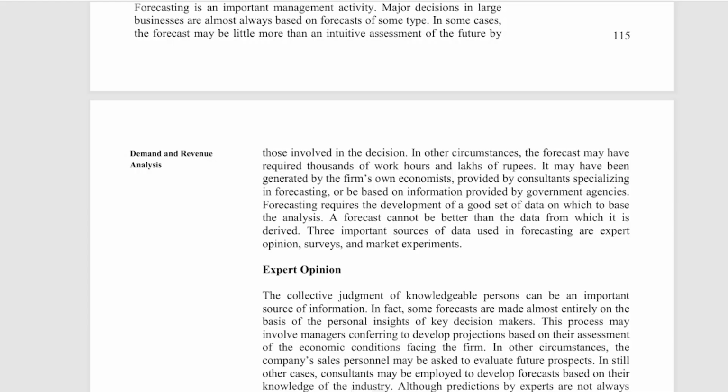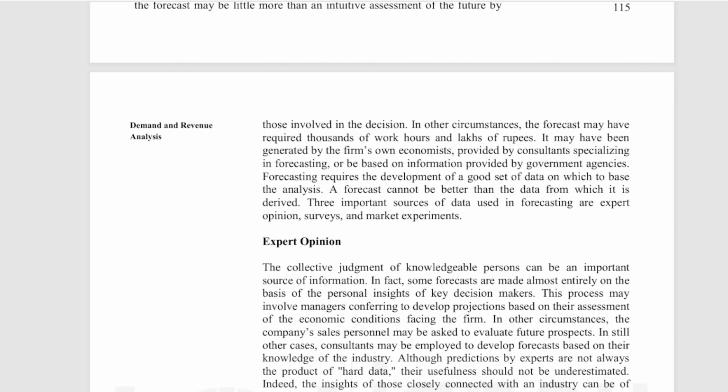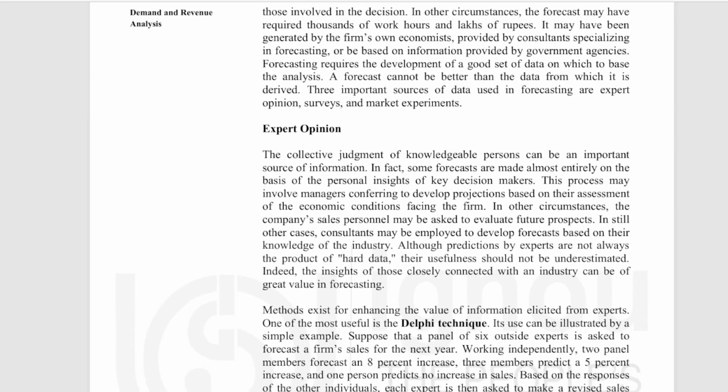In some cases, the forecast may be little more than an intuitive assessment of the future by those involved in the decision. In other circumstances, the forecast may have required thousands of work hours and lakhs of rupees. It may have been generated by the firm's own economist, provided by a consultant specializing in forecasting, or be based on information provided by government agencies.